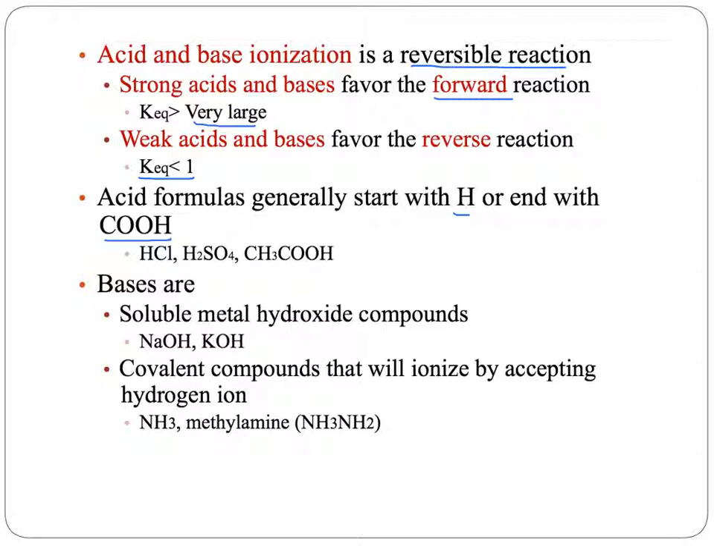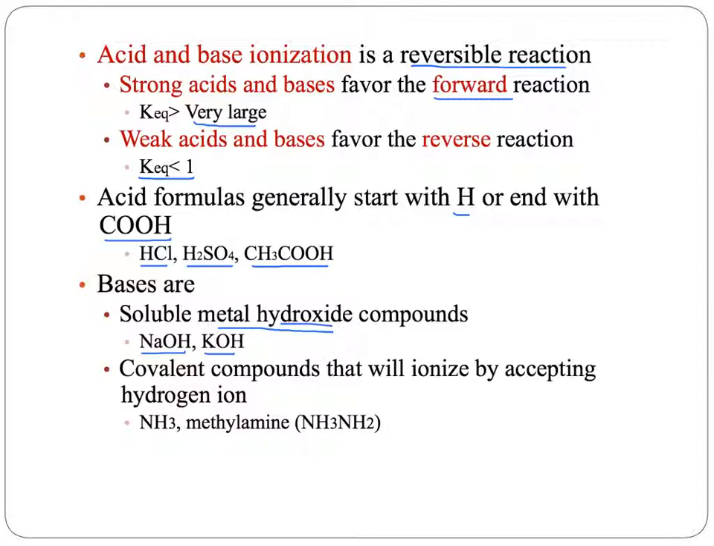So we've got hydrochloric acid and sulfuric acid listed here, and then this is acetic acid written in a way that shows you that it is an organic acid. It's an acid made by a living thing. Your bases typically are either soluble metal hydroxide compounds, like that sodium hydroxide we've used a lot in lab, or maybe some potassium hydroxide. There are some hydroxide compounds that are not soluble, so they don't make a strong base.